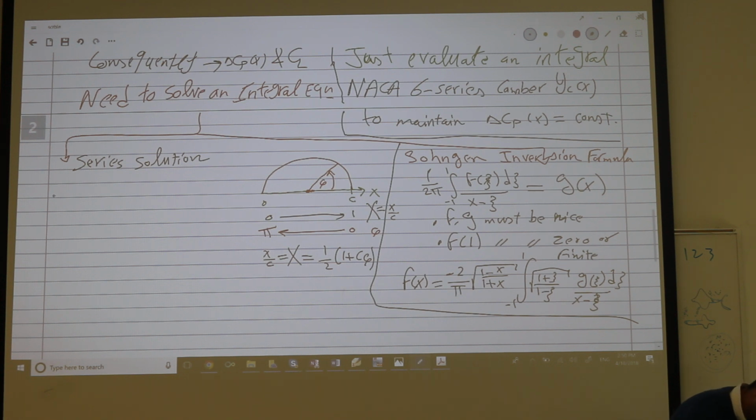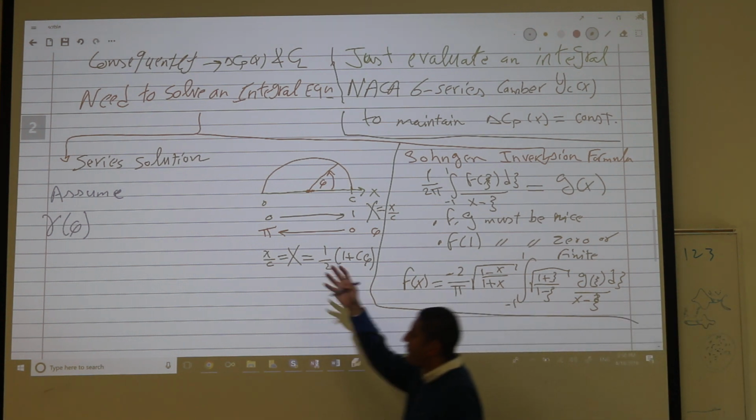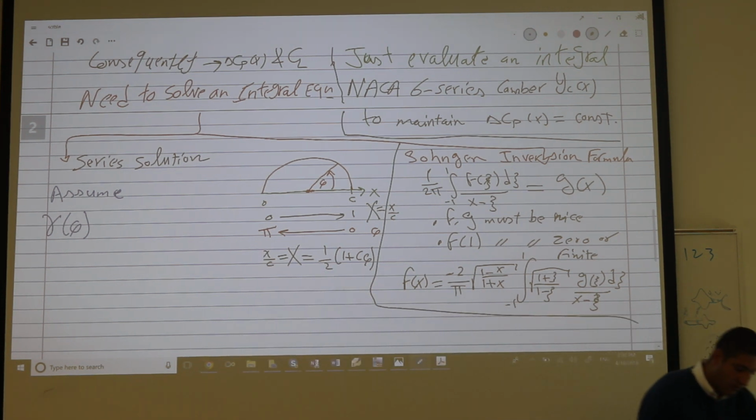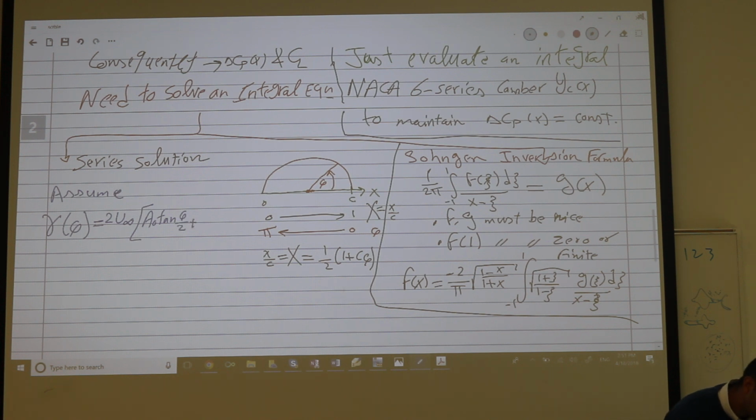Here is the series solution. We assume a series solution, that the solution to your problem, you're looking for gamma of x, or equivalently gamma of phi. This phi is just equivalent to x. Here it is: 2 u infinity, just for non-dimensionalization by u infinity, times a naught tan(phi over 2), plus, this is the heart of the thin airfoil theory, summation n equals 1 to infinity, a n sine n phi. This is our assumed series solution.